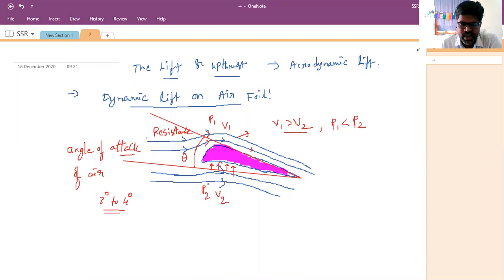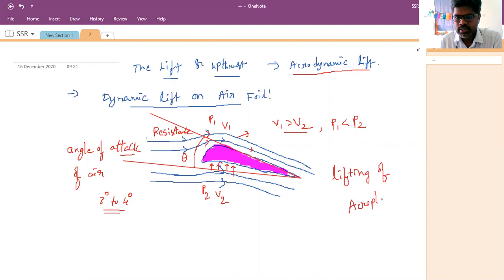The high pressure at the bottommost point of the wing creates an upward thrust, and this upthrust creates a dynamic lift on the aircraft wing. That lift we call the aerodynamic lift. The aircraft is already in horizontal motion, and a pressure difference is created from the bottom of the aircraft to the topmost point. That creates the aerodynamic lift on the wing that gives the lifting of the airplane.